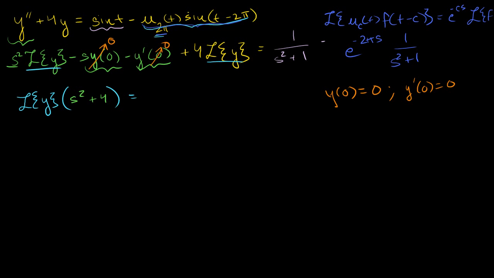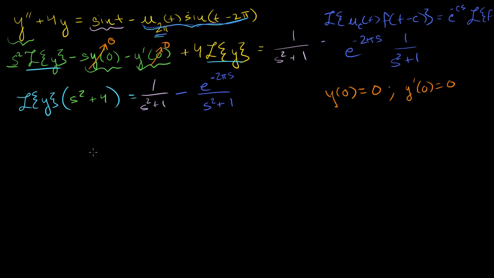And what's the right-hand side? Well, we could simplify this. Well, I'll just write it out. I don't want to do too many steps at once. It's 1 over s squared plus 1, and then minus, actually, this is a minus, minus Laplace transform of this thing, which was e to the minus 2 pi s over s squared plus 1.